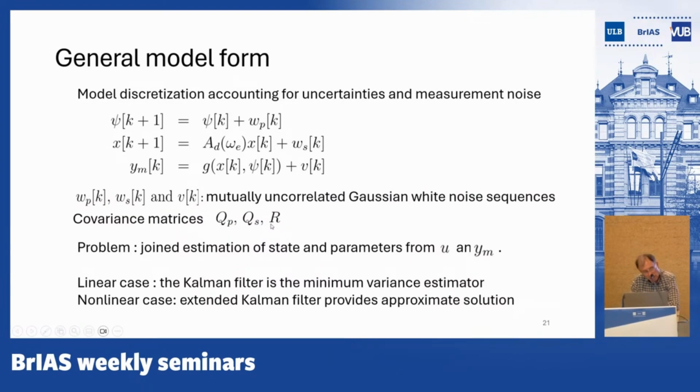And so to achieve this goal, we will resort to what is classical in control engineering, namely state observers. And here, as we are in a stochastic framework, we will resort to what is called a Kalman filter. A Kalman filter, if I had a linear model, would yield the minimum variance estimator. Here, as I'm in a nonlinear case, I look for an approximate solution, which is given by the extended Kalman filter.